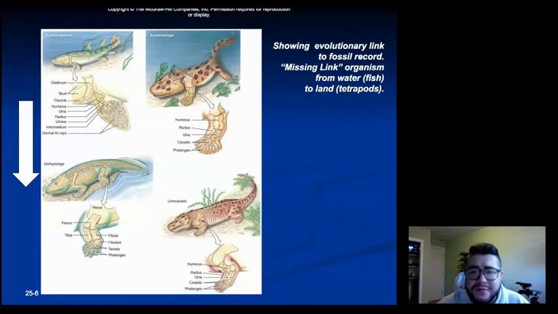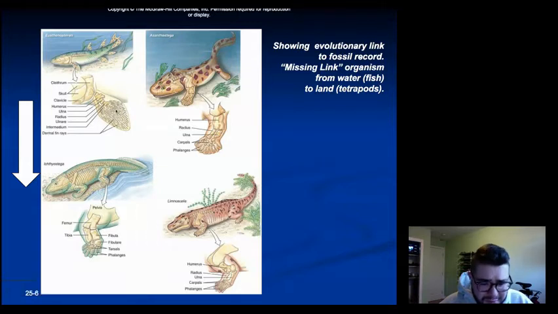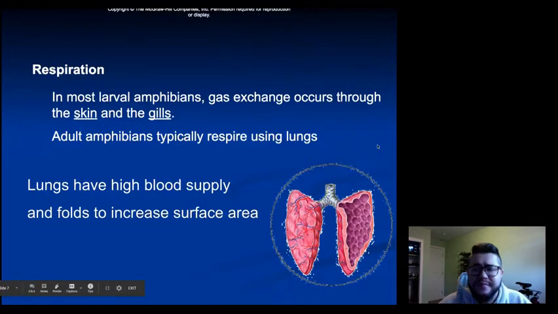Here are a couple of artist recreations based off of the fossil record that show some of the missing link organisms from water to land. And we can see the progression of the limbs here, from ones that have some of these precursors, but bones that aren't necessarily great for walking, to a little bit more advanced walking limbs. Some features are systems that we need to discuss, so let's just work our way through them.